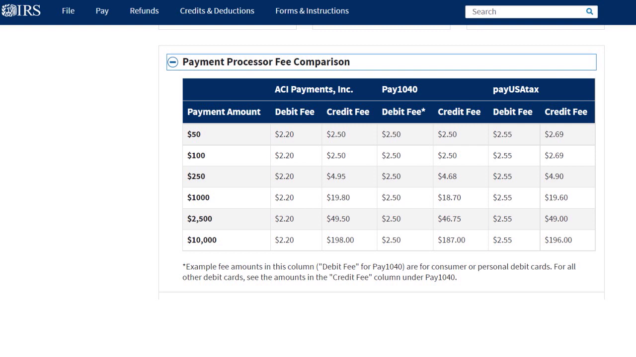So card processing fees are tax deductible for business taxes. You must contact the card processor to cancel a card payment, and the IRS will refund any overpayment unless you owe a debt on your account.